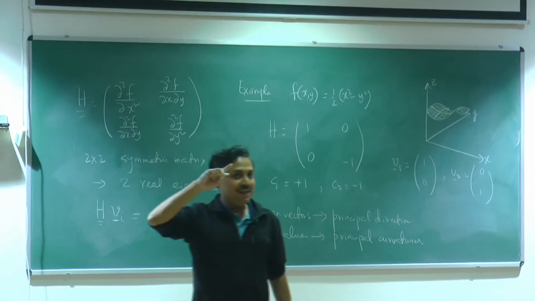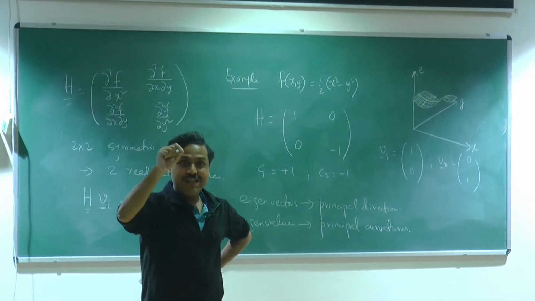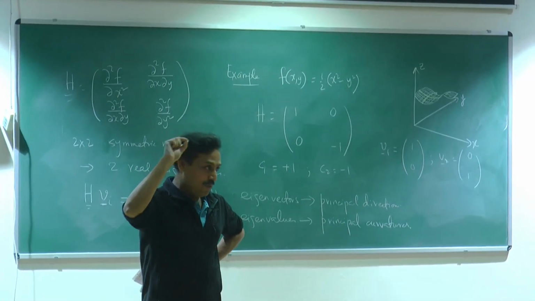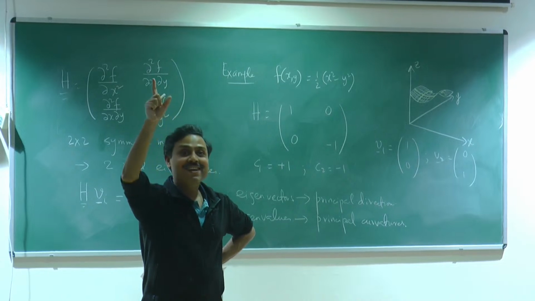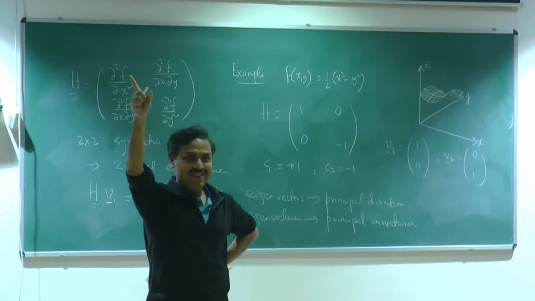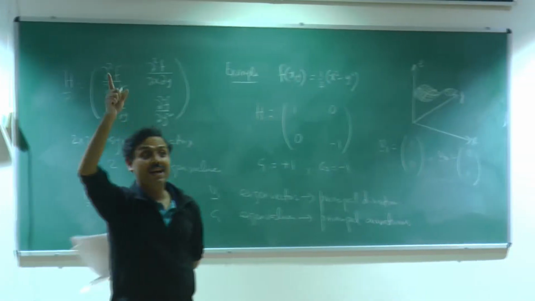Now, there will be the curvatures. There will be the principal curvatures, provided that the gradient of the function is equal to 0. Where does the gradient of the function go to 0?